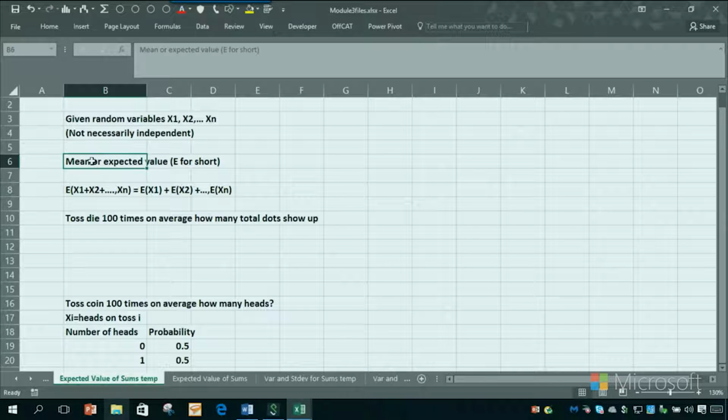What's the mean or expected value of the sum of random variables? So if I want the expected value or the mean of adding up n random variables, all I have to do is add up the expected value of each of the individual ones. Boy, does that make our life easy.